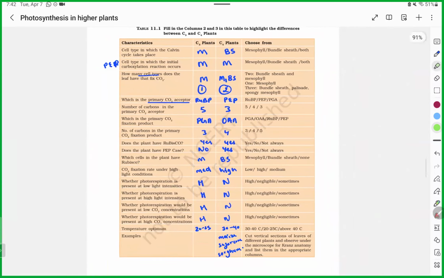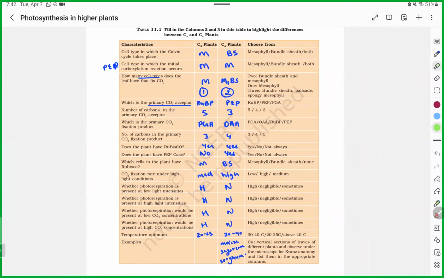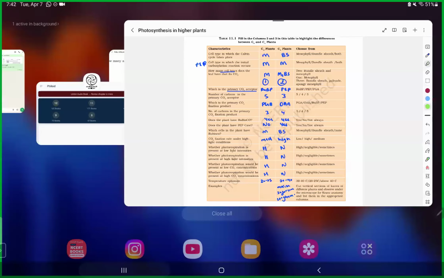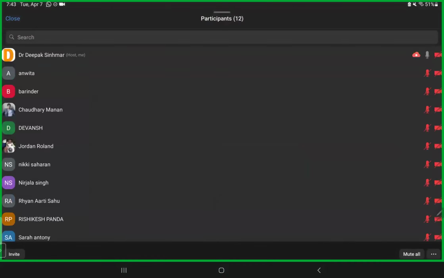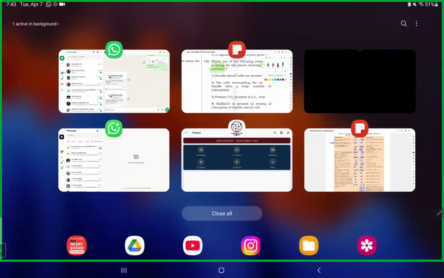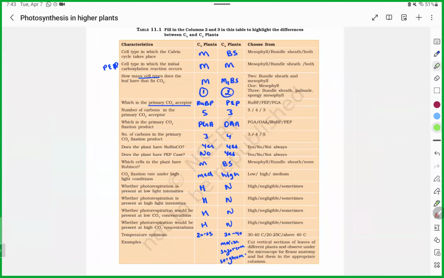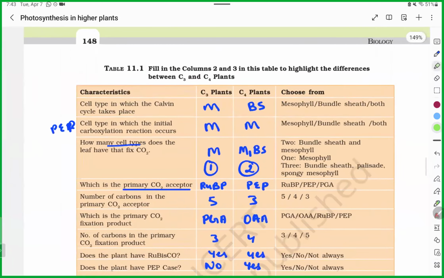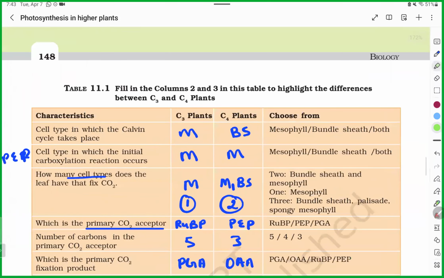Correct. Cell type one by one. How many people are there? Anvita, Barinder, Manan, Devansh, Jordan, Nikki, Nizla, Ryan, Rishikesh, Sara, and Shokin. Anvita, which cell type is present in the Calvin cycle, in which the Calvin cycle takes place in a C3 plant?